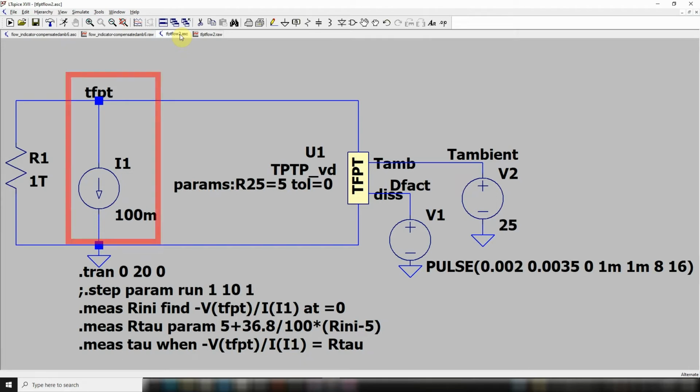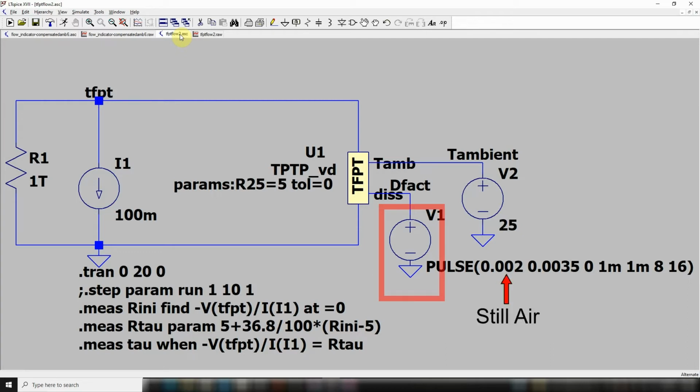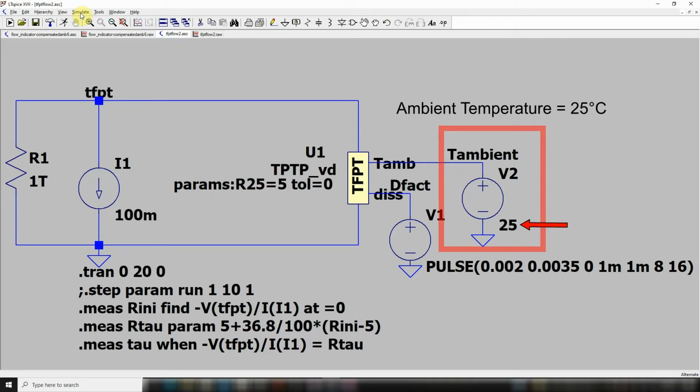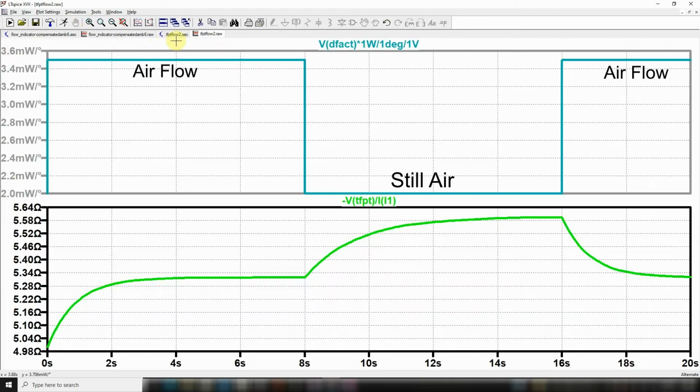We apply a bigger current, 100 mA, and we change the airflow rate onto the component by pulsing V1 between 2 mW per Kelvin in still air up to 3.5 mW per Kelvin in the big airflow. The ambient temperature remains constant in this simulation. We see the result of variation of the resistance for a nominal part during this dissipation change.